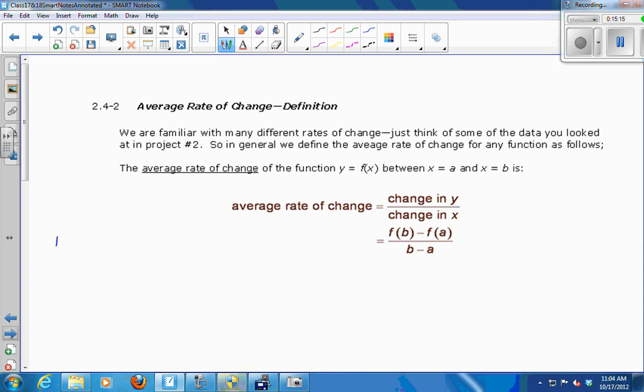And I should say, because your homework asks you some questions, net change is just the change in y: f of b minus f of a. So net change is just the change in y, and the average rate of change is when you do change in y divided by change in x.